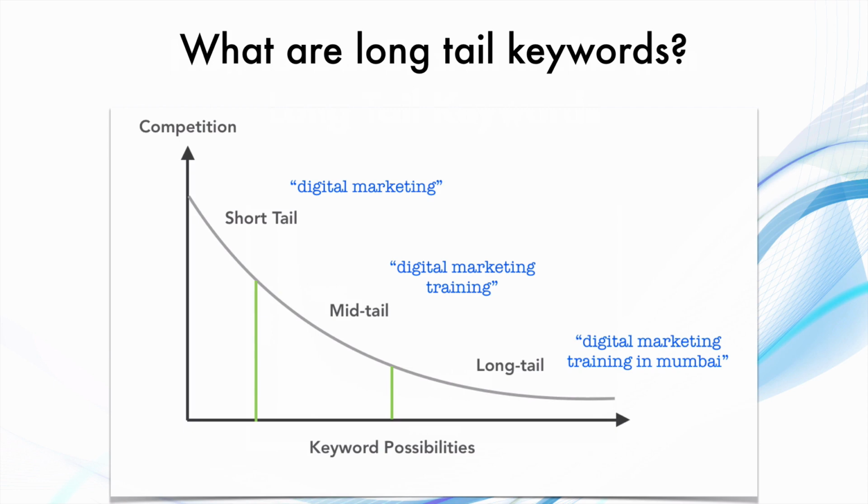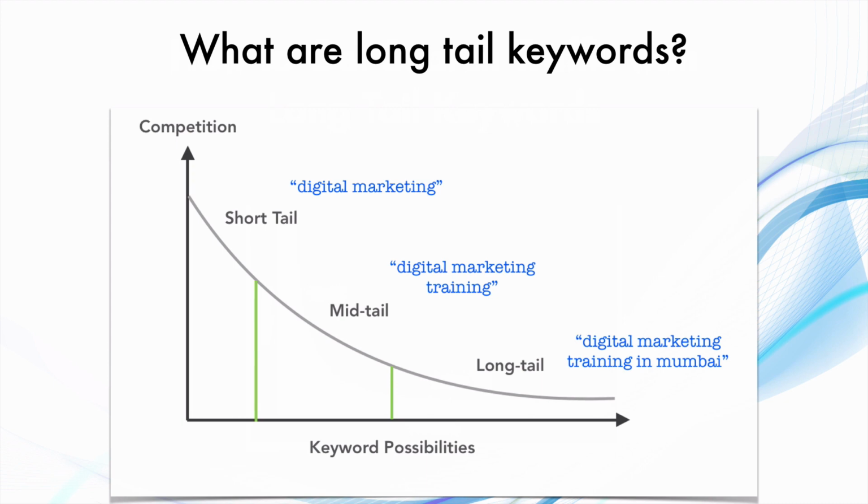So first, let's have a look at what long tail keywords are. Long tail keywords are basically keywords which have more words in the search phrase. If you look at this graph, we have short tail, mid tail and long tail keywords. Short tail keywords usually have very high search volume and also very high competition. A keyword like digital marketing is a short tail keyword. It has only two words and it has a short tail. That's why it's called short tail. In general, it is very difficult to rank for a short tail keyword because of the high competition.